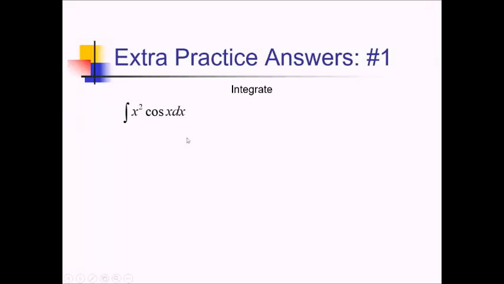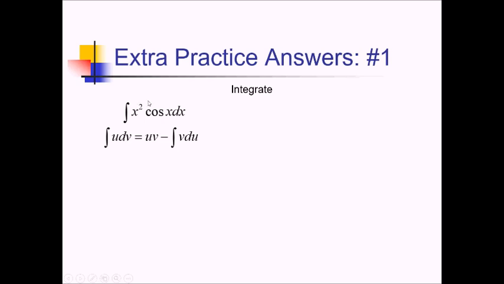On this problem, there isn't really much else we can do with this product, so we're going to go with integration by parts. It's kind of the only show in town. So let's first write our formula: the integral of u dv equals uv minus the integral of v du. We have to pick out our u and our dv.